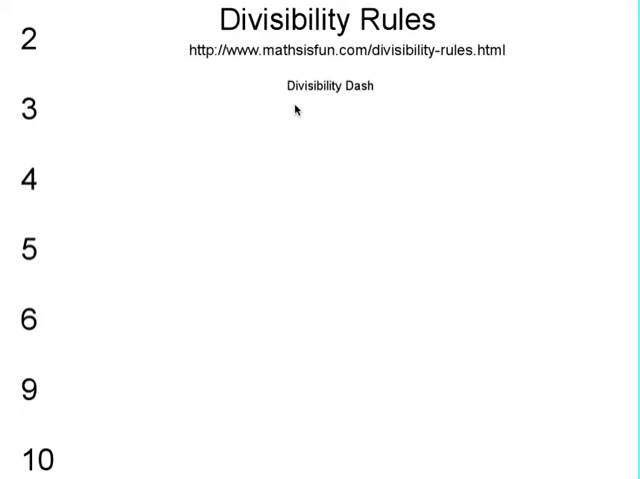So let's get started with divisibility rules. The divisibility rule for 2 is if the number is even, it's divisible by 2. And if we remember, our even numbers end in 0, 2, 4, 6, and 8. So if a number ends in 0, 2, 4, 6, or 8, you know it's going to be divisible by 2.